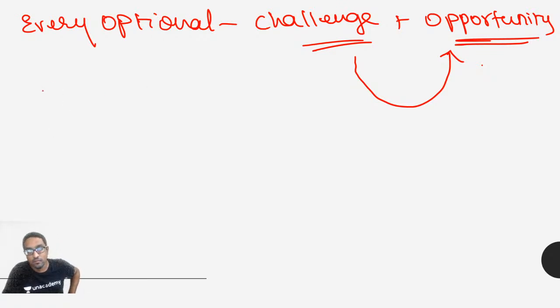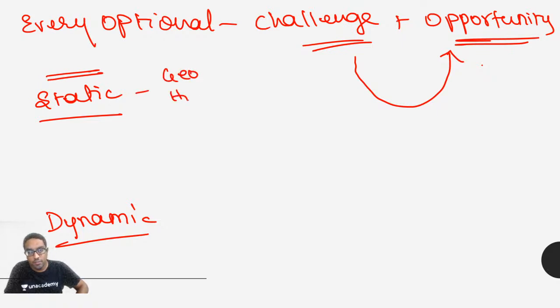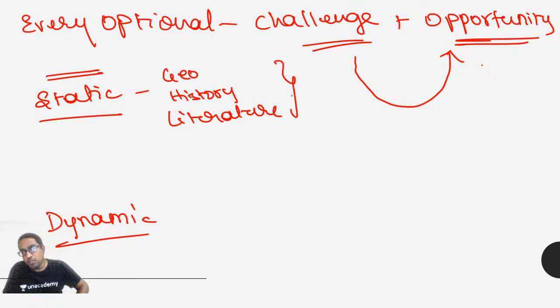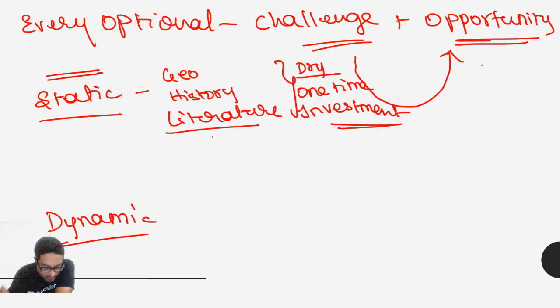For example, static optionals, dynamic optionals. Static optionals are those which deal only with a subject like geography, history, literature, these. The static optionals have certain benefits and certain negatives. In a general sense, they are very dry, but they need only one-time investment. एक बार पढ़ लिया तो पढ़ लिया, जॉब डन. बार बार करने की जरूरत नहीं. And generally these stay away from current affairs, current issues directly.